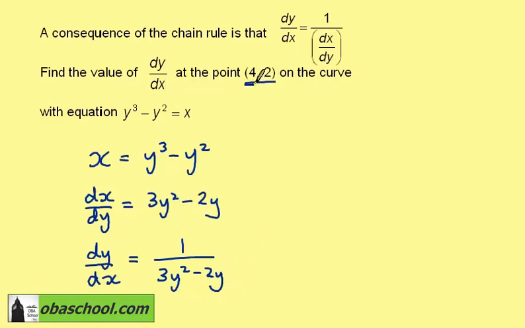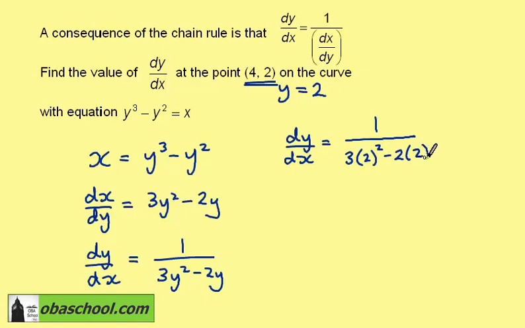At the point (4, 2), y is equal to 2, that's the y coordinate, and so dy/dx is 1 over 3 times 2 squared, take away 2 times 2. This is 12 take away 4, so the answer is 1/8.